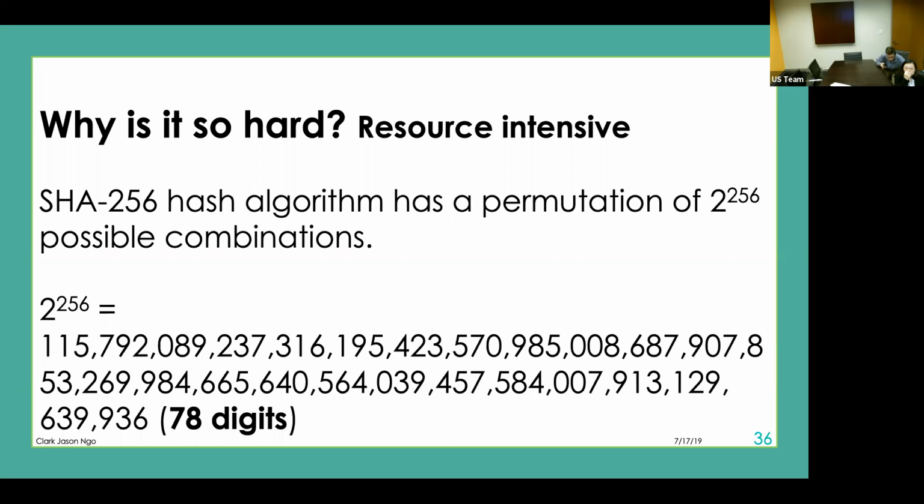Again, why is it so hard? Because cracking this hash algorithm is close to 2 raised to 256 possible combinations. And as you can see below, that's 78 digits, okay? Long.